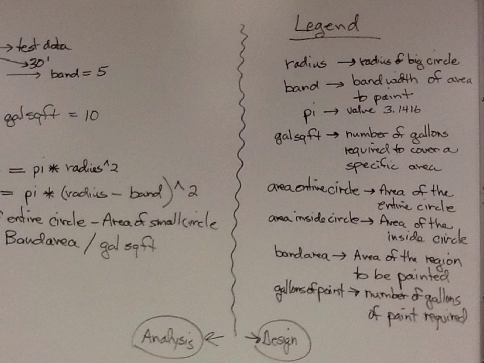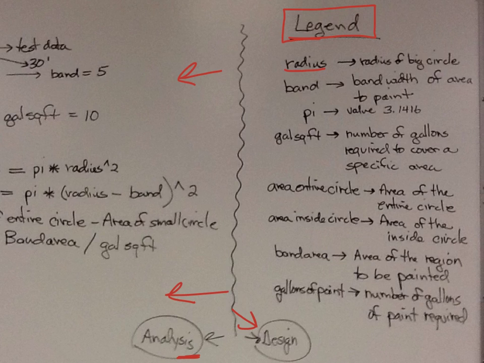Alright, once we had the analysis done, all that's analysis, right? Next thing we go to now is the design. So the first thing we're going to do in the design is we're going to create a legend. We're going to figure out these variables, what we're going to use to represent many of the items over here.